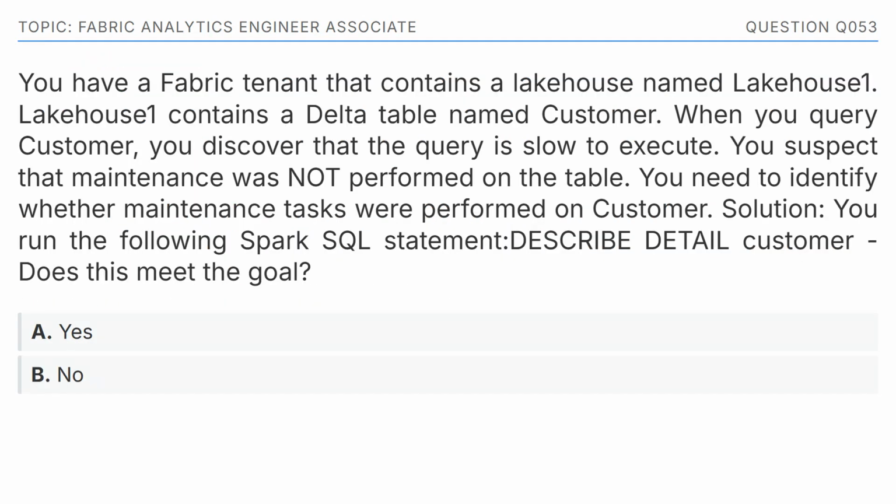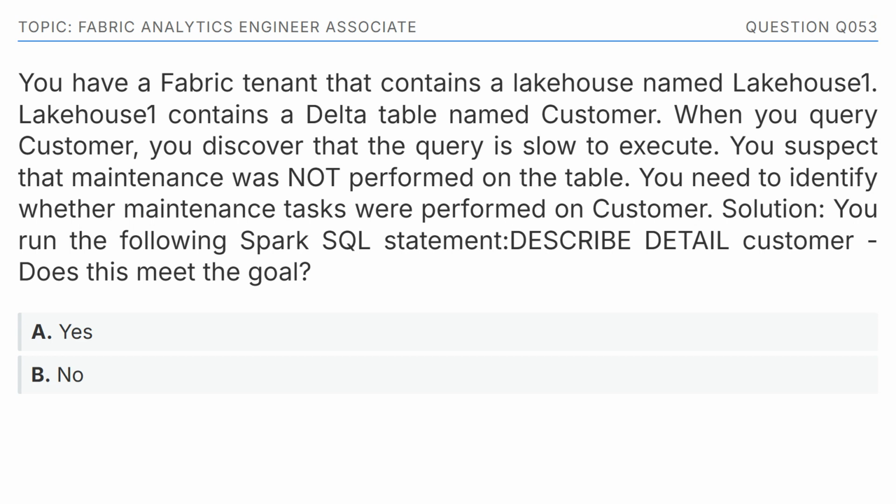You have a Fabric tenant that contains a lakehouse named Lakehouse 1. Lakehouse 1 contains a delta table named Customer. When you query Customer, you discover that the query is slow to execute. You suspect that maintenance was not performed on the table. You need to identify whether maintenance tasks were performed on Customer. Solution: you run the following Spark SQL statement: DESCRIBE DETAIL Customer. Does this meet the goal?